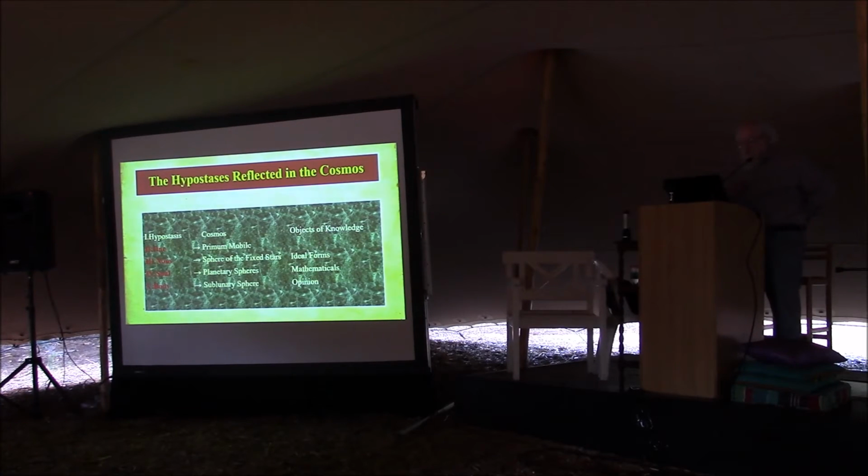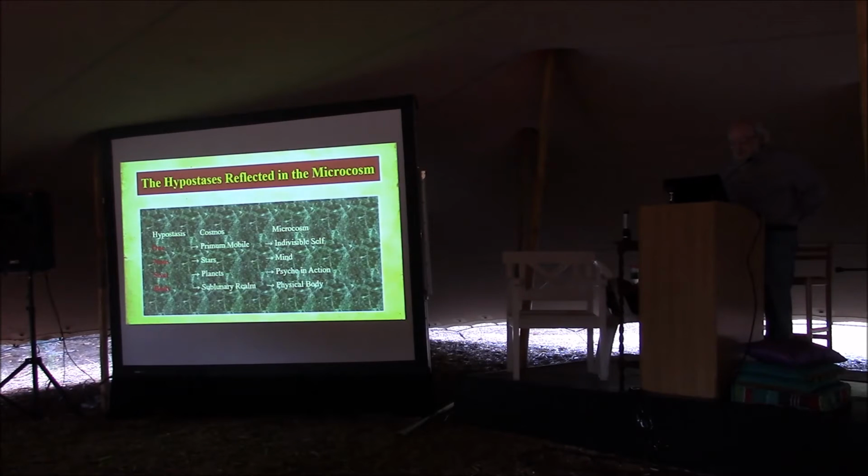Okay, that's right. So, again, a slide I had shown earlier, but all right. We have the level of the hypostasis, which is soul, nous, and the One. We have the cosmic level, and we have objects of knowledge. I won't belabor this any further because we have a lot of stuff to go through here.